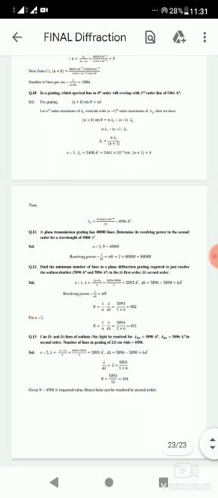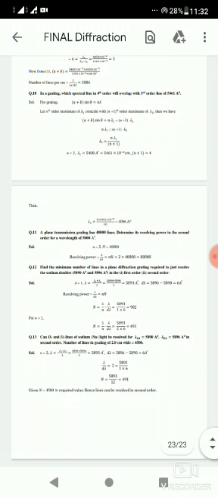Question number 11. A plane transmission grating has 40,000 lines. Determine its resolving power in the second order for wavelength of 5000 angstrom. Resolving power is given as lambda upon d lambda is equal to nN, where n is the order and N is the number of lines. Just simply put these two values in the equation and we get this.